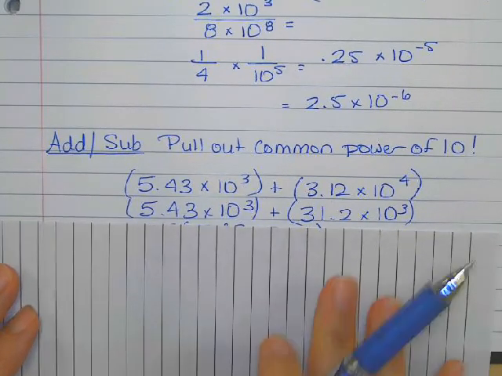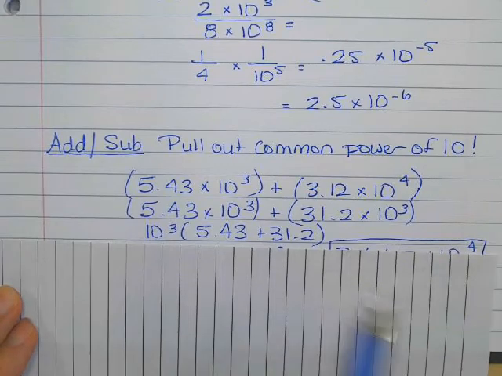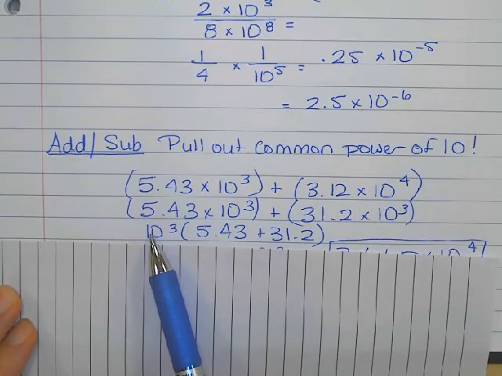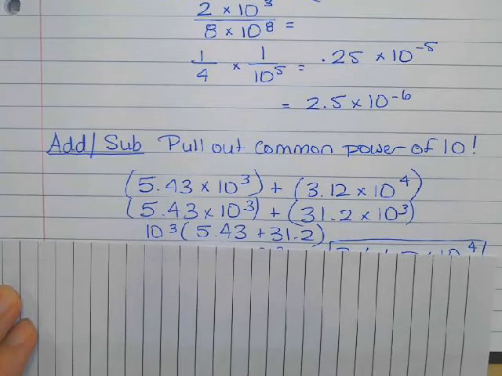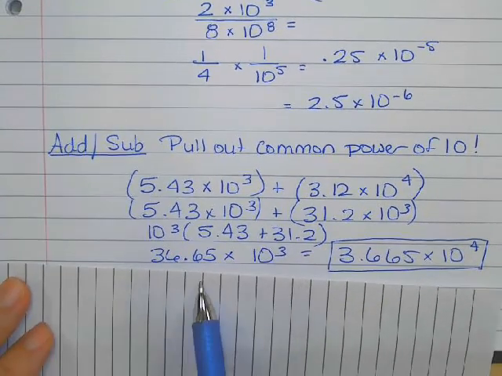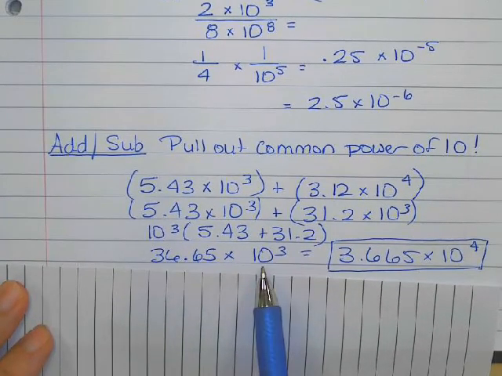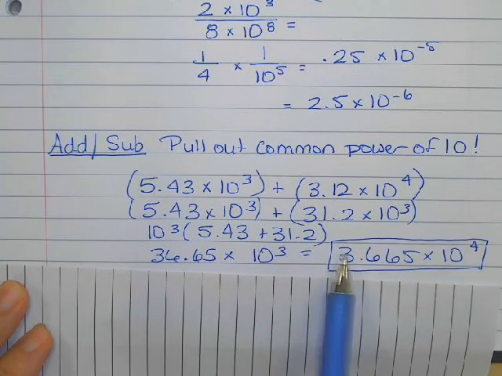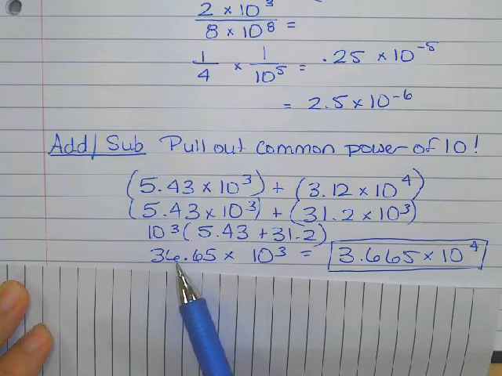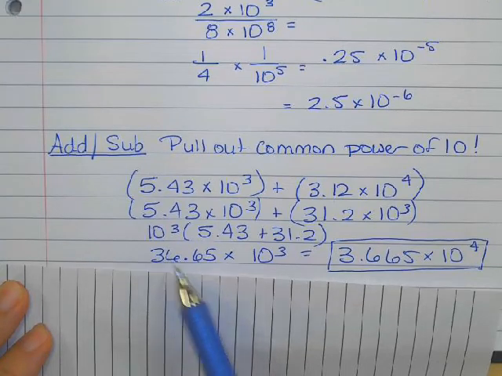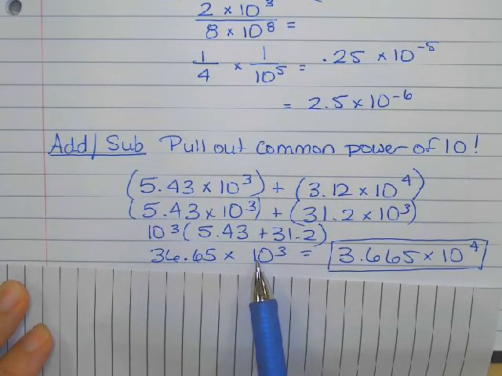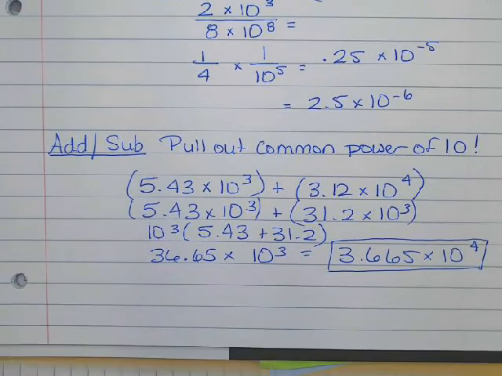Once I do that, I'm going to combine my two numbers and pull out my common factor of 10. Add those two things together, and I get 36.65 times 10 to the third. Can't leave it like that. Reminder, we have to go ahead and make this number between 1 and 10. 36 becomes 3.665. This got smaller. This gets bigger.